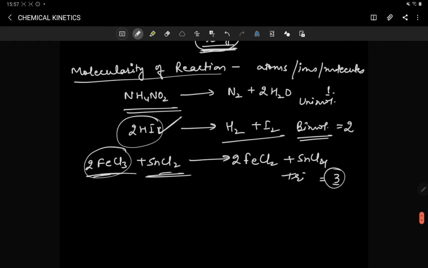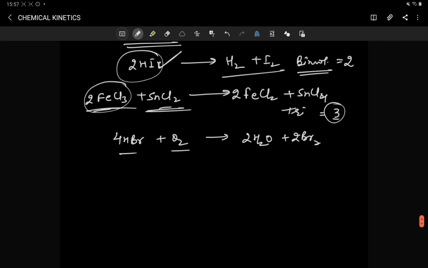If the number of molecules involved is more than 3, there is very little possibility for the reaction to get completed in one step. In such cases, it is supposed that the reaction is taking place in more than one step. Let us take one example: 4HBr plus O2 gives 2H2O plus 2Br2. If we see the reaction here, it appears that 5 molecules are involved simultaneously, but the reaction is not taking place in one step. It is taking place in more than one step. What is the mechanism of the reaction?